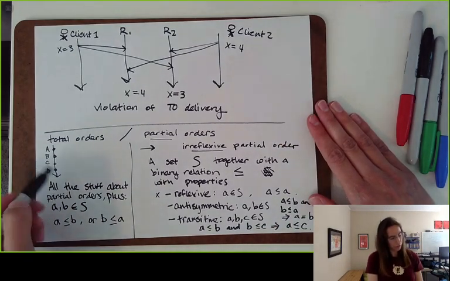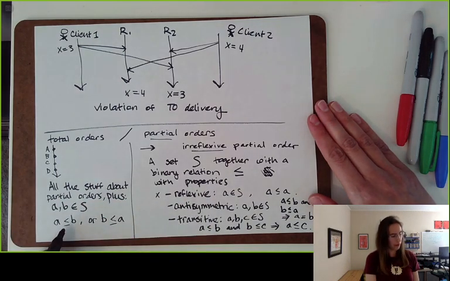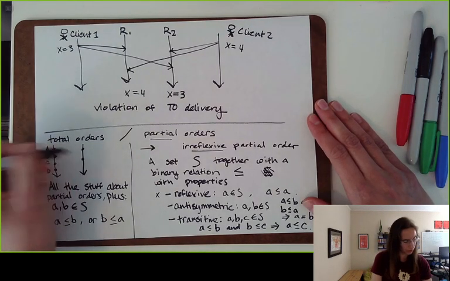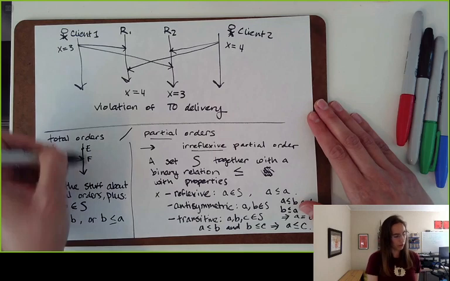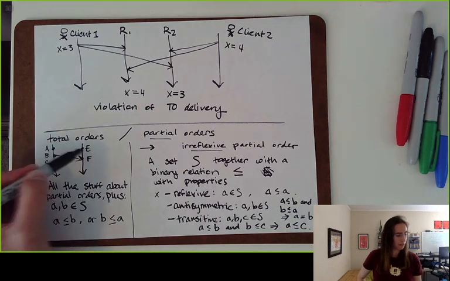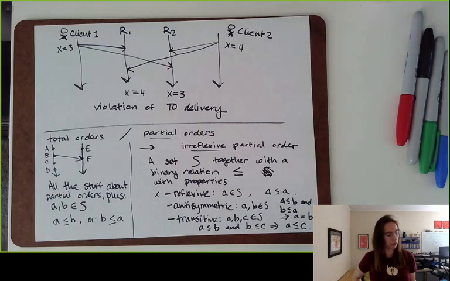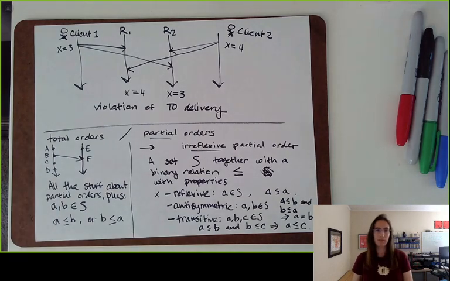So it's all the stuff about partial orders. So total orders are partial orders plus this extra condition where every pair of elements that's in this set S has to be ordered by the relation. So this isn't going to be the case for all the events in a whole distributed execution, right? If we look at all these events here, these events are no longer totally ordered. For example, A and E, those events don't have an order. They happened on different processes. So we can't talk about those events being totally ordered. We could only talk about the events on a single process having a total order here. Make sense?